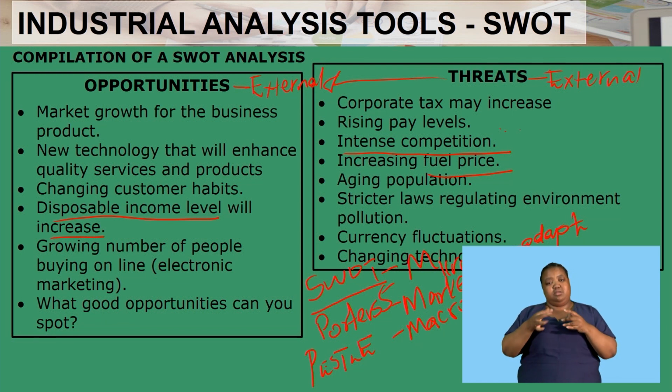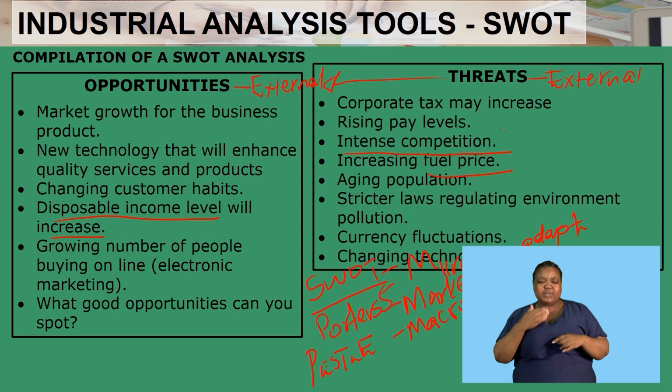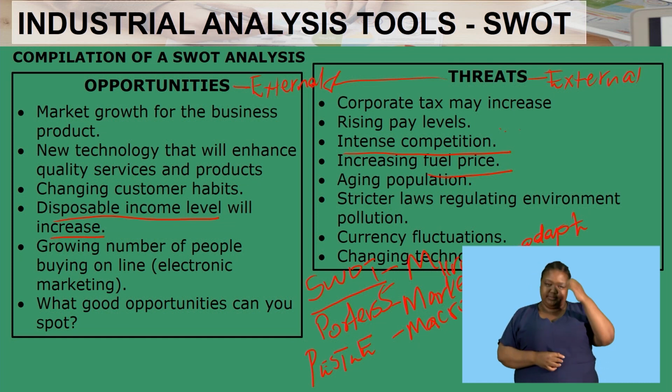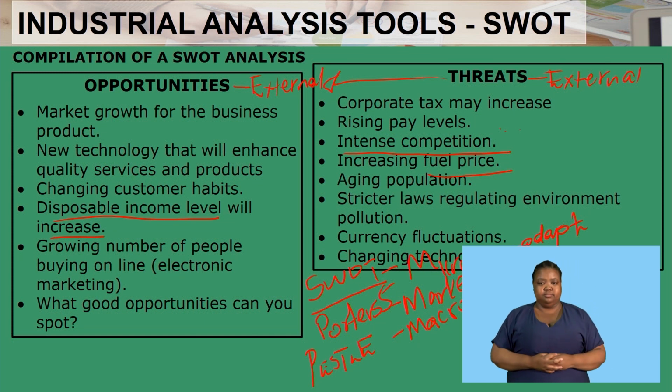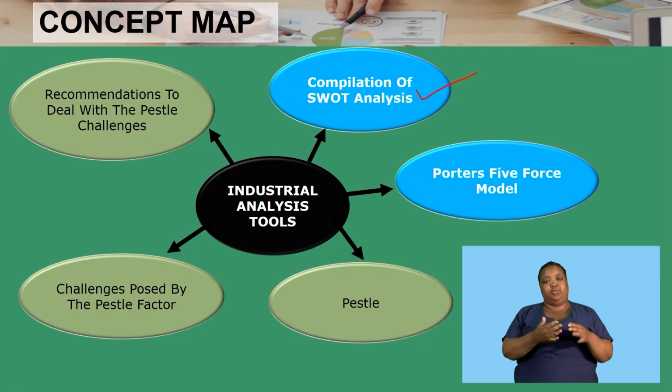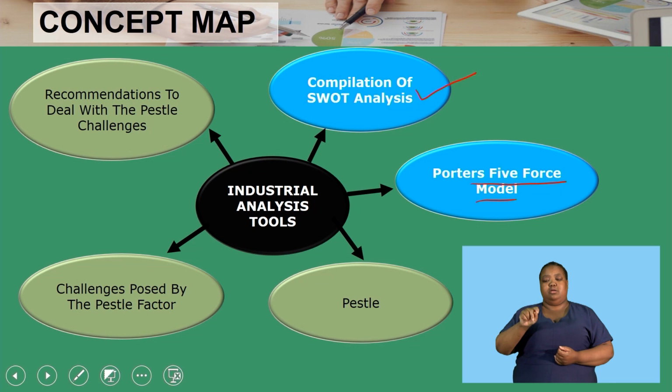Do not forget that. Don't forget, industrial analysis tools, as mentioned, we are assessing ourselves. Who are we in the market? Our position in the market. What position are we having in the market? Right. Now we are done with compilation of a SWOT analysis. We now move to what? To the Porter's 5-force model.